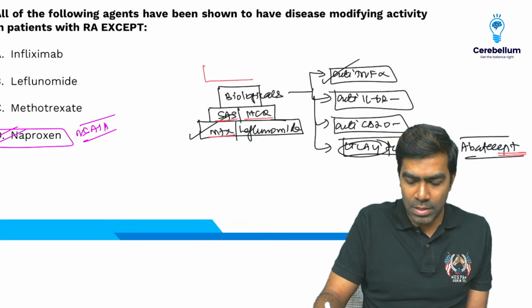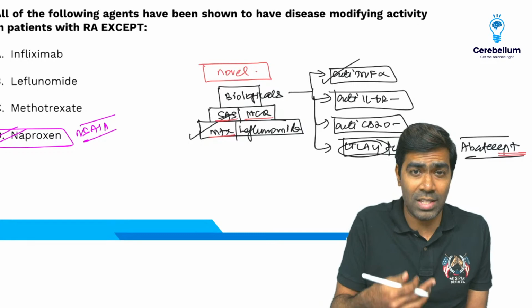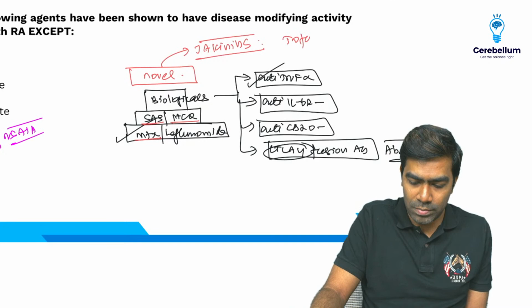So in case you can't use biologicals, if the patient has some contraindication to biologicals or has developed some adverse effects to biological agents, you can try these novel therapies. So what are the novel therapies? The most important novel therapies are going to be JAK inhibitors. So what are the 2 JAK inhibitors that are approved? One is tofacitinib and the second is baricitinib.